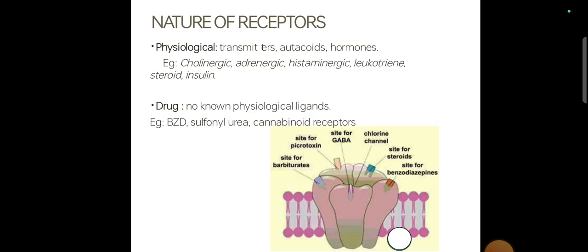Nature of receptors. Physiological nature of receptors: they work with transmitters, autacoids, hormones. For example, cholinergic, adrenergic, histaminergic, and leukotrienes, steroids, insulin. For drugs with no known physiological ligands, examples are benzodiazepine, sulfonylurea, cannabinoid receptors.